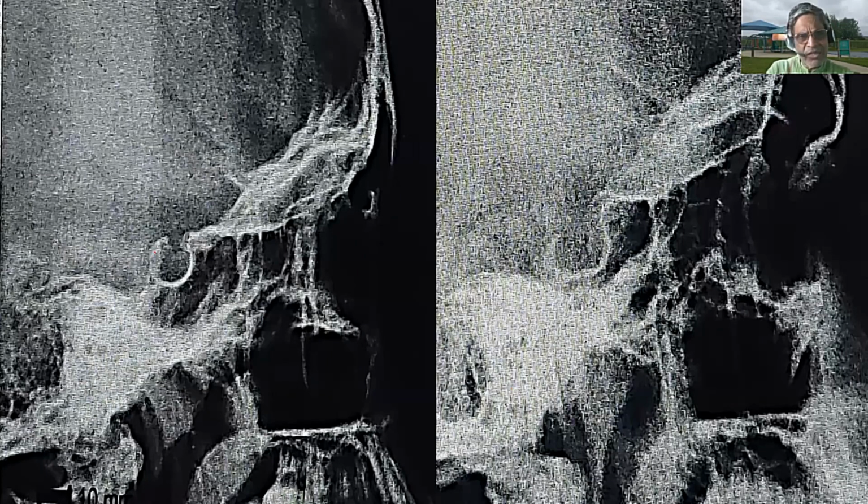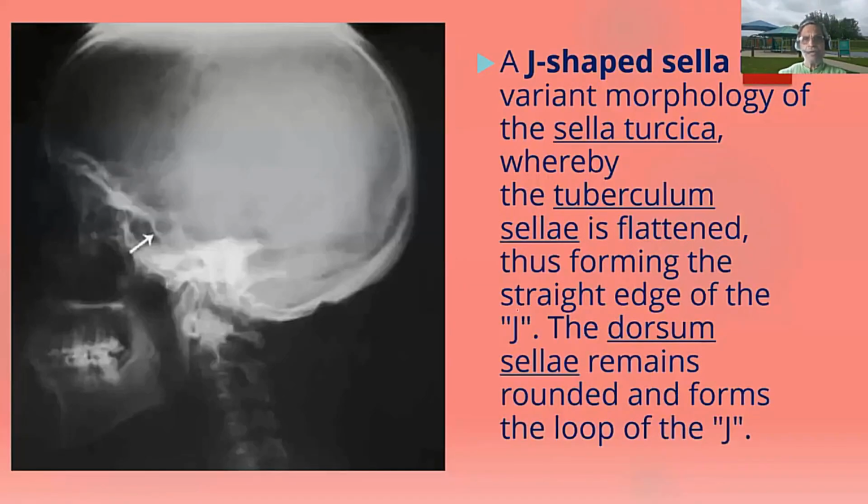Can you see now here the sella? These are all the sella area. Can you see the enlargement here? See the sella here. Compare this. The sella is enlarged. Now they can ask you a few questions here. Doctor, in the sella itself you have the dorsum sellae and the tuberculum sellae. Sella means a saddle. Sometimes there is a variant morphology: the anterior part of the sella, the tuberculum sellae, not the dorsum sellae, may get flattened. It becomes like this. That means a J-shaped sella.